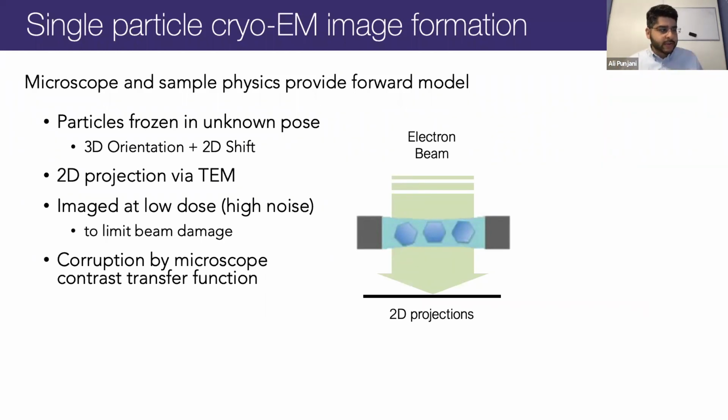That protein is imaged in a transmission electron microscope to generate 2D projections on the camera, and it's imaged at a low dose to limit beam damage, which creates a high level of noise. The images themselves are also corrupted by a microscope contrast transfer function that depends on defocus and alignment of the microscope, and that may even be different from particle to particle.